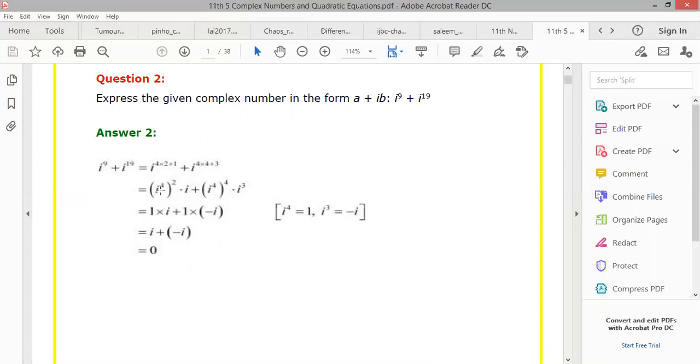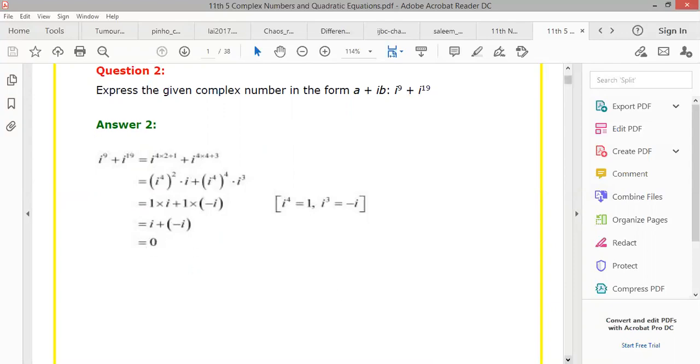You know that i raised to the power 4 is equal to 1, and this is i as such. 1 raised to the power 4 is 1. So i raised to the power 3, that's minus i. So it's i plus minus i, that's equal to 0. So this complex number is equal to 0, or you can write 0 plus 0 into i.